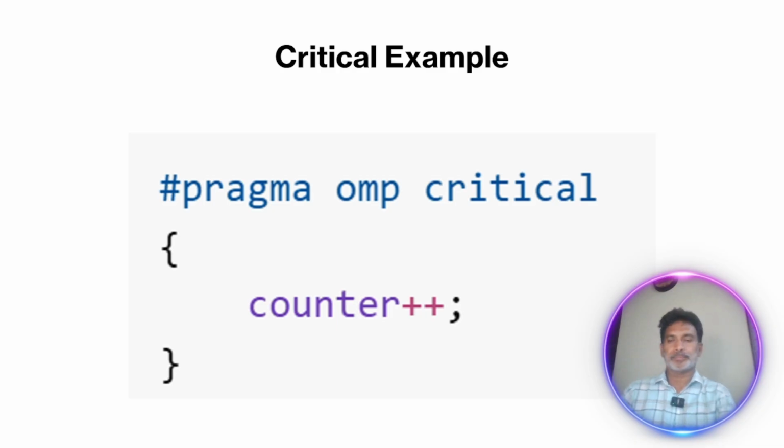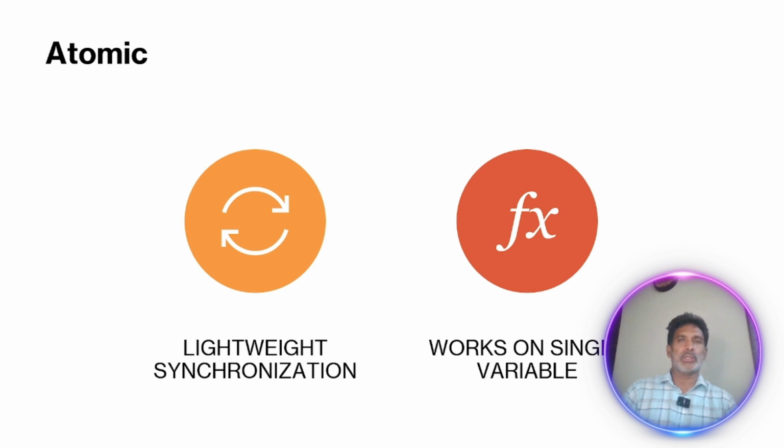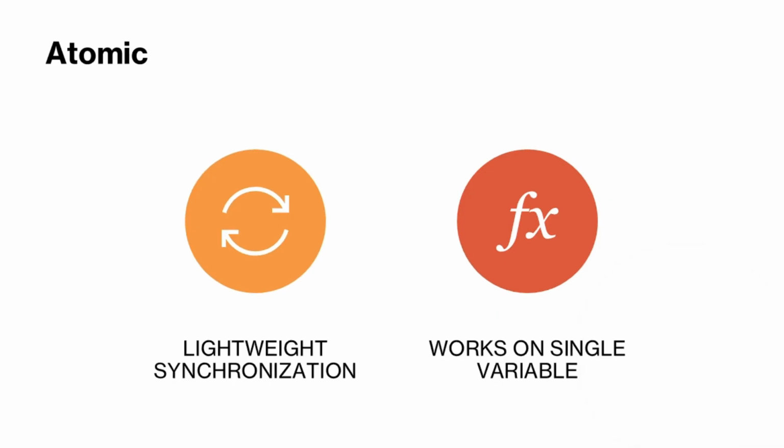Next construct is atomic. An atomic operation ensures that a simple operation on a shared variable is executed without interruption. So this means once a thread starts the operation, no other thread can interfere until it's complete.